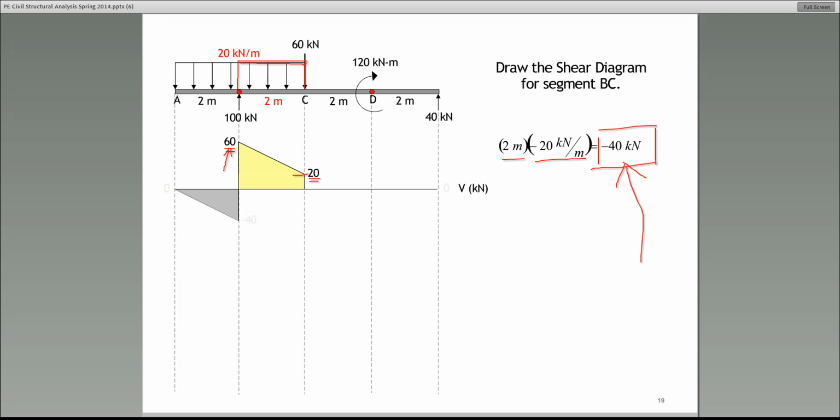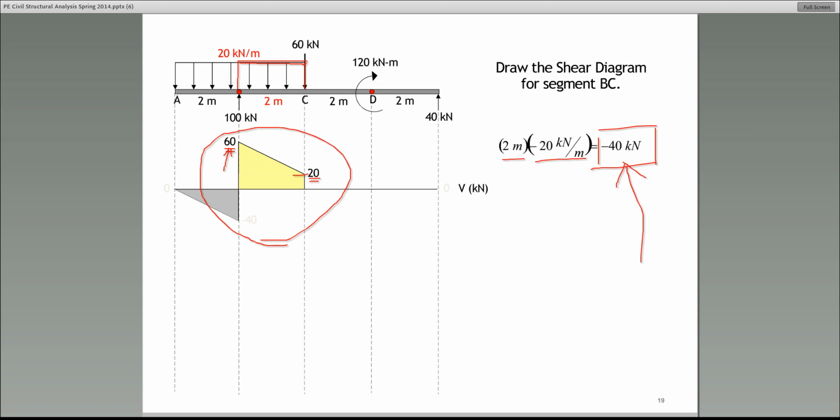Guys, how would you be tested on the exam for something like this? They could just give you the shear diagram for that segment only, and give you, of course, 4 choices and say which one is correct. Do you get the hang of it?